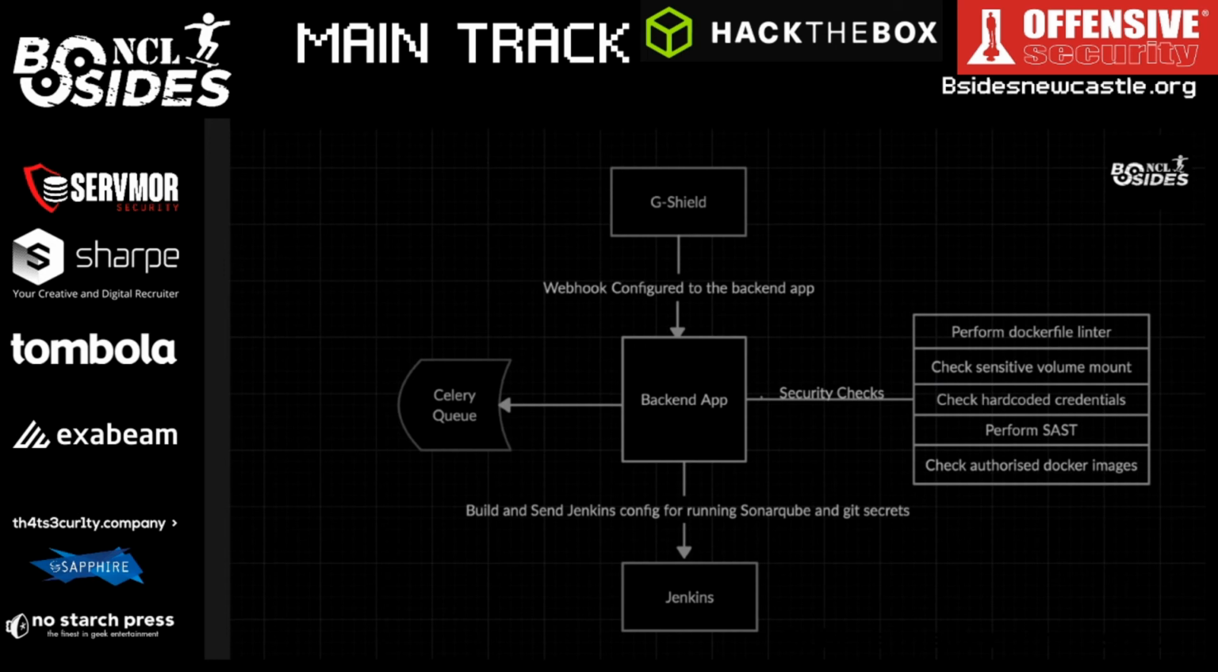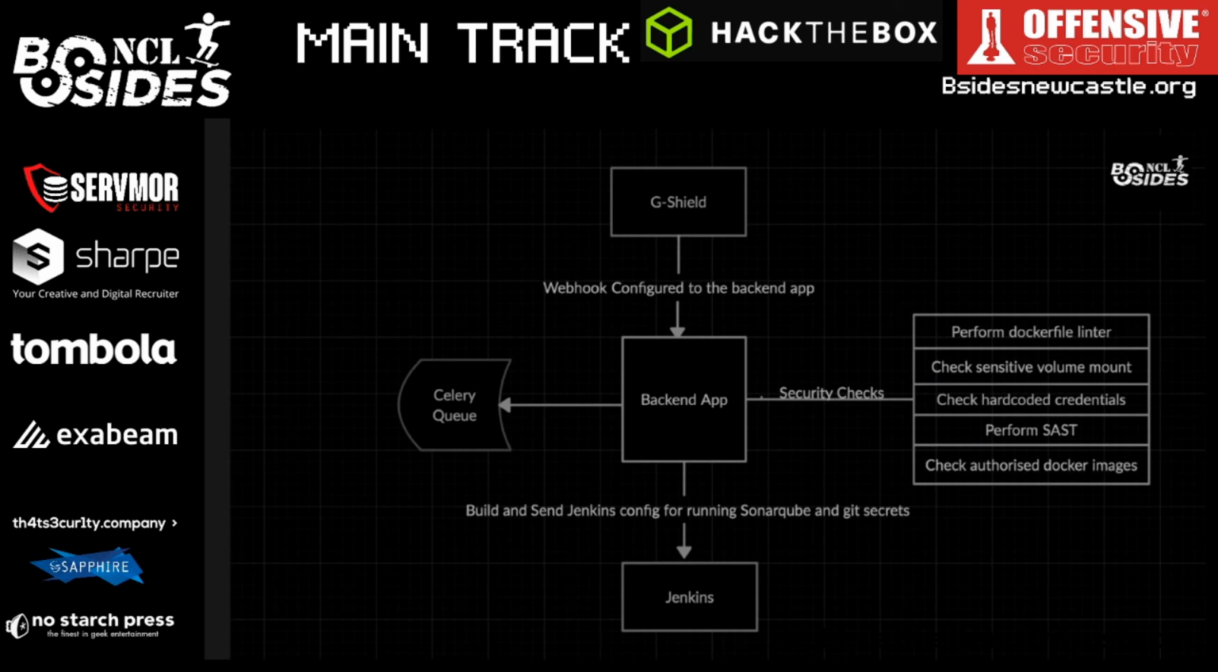So this is how it basically works. The backend app listens to the events. That event is sent by the GitHub app because it is configured with the webhook. And then in the backend app, we have created custom checks which perform Dockerfile linting, checking for sensitive mount points, and which also check whether your image is an authorized Docker image or not. And also we have built other checks.